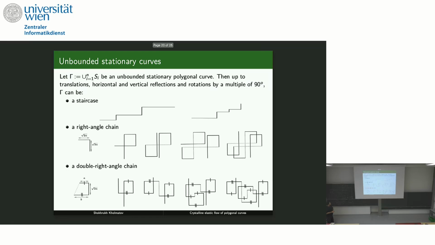In the unbounded case, we have only 3 possibilities. One possibility is there are no loops, there are no squares or rectangles. It is just a sort of monotone function, a step function. It could also be a number of squares joined by zero curvature segments. 1, 2, for example, here 3, here 4 squares, and so on. You can put as many squares as you wish.